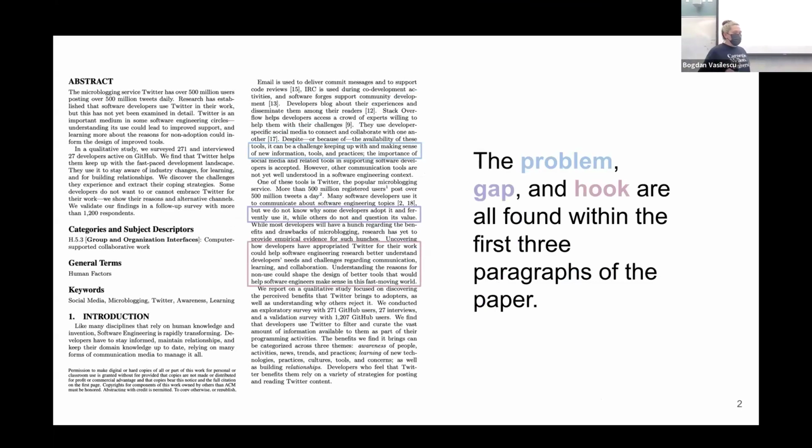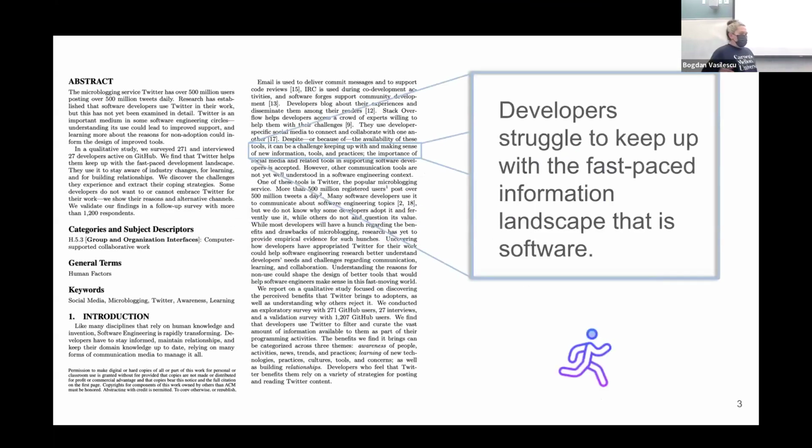So the problem, gap, and hook in this paper are all found within the first three paragraphs. So I just highlighted these, if you didn't read the paper, to show where you can find it. So the problem in this paper is that developers struggle to keep up with the fast-paced information landscape that is software and software development.